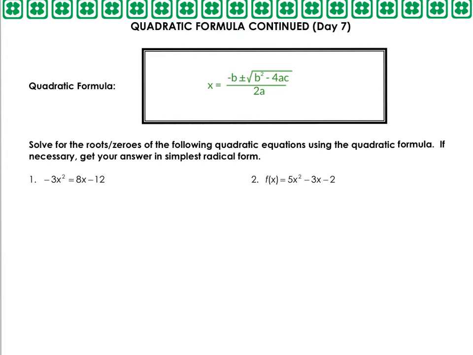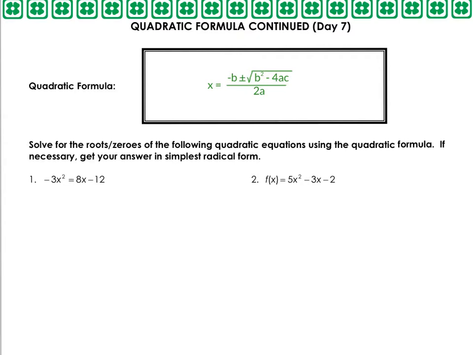Okay, welcome to video 10.7. Today we're going to be continuing our conversation on the quadratic formula. So, as you know, the quadratic formula is x equals negative b plus or minus the square root of b squared minus 4ac, all divided by 2a, which is found on the formula sheet.